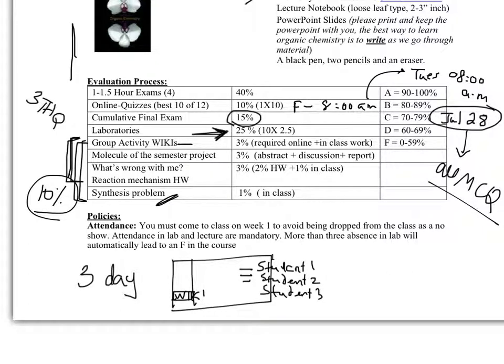So as you can see, it is a 3-segment assignment, which comprises individual work, online group work, and in-class presentation. Each of these is worth 1% point. In addition to that, we're also going to have a molecule of the semester project, which is also a 3-segment project, and I'm going to discuss that in a lot more detail in a little bit. There will be an abstract, an online discussion, and a report to follow up.